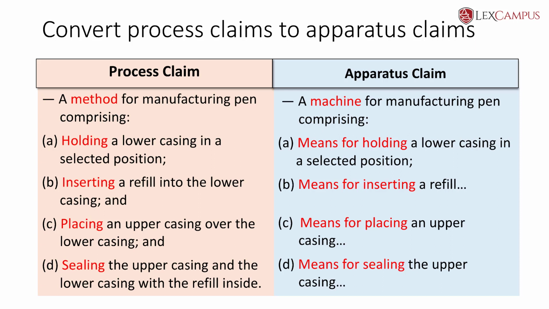So you can see the transition. The holding, an ing form word, can be converted into a means for holding, which is functional language, which allows you to have an apparatus claim flowing out of a process claim. This is a quick way to begin with a process claim and convert it into an apparatus claim.